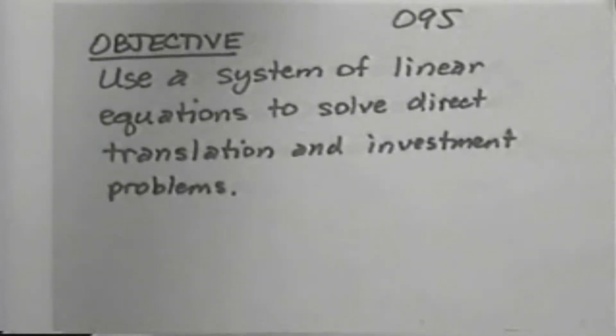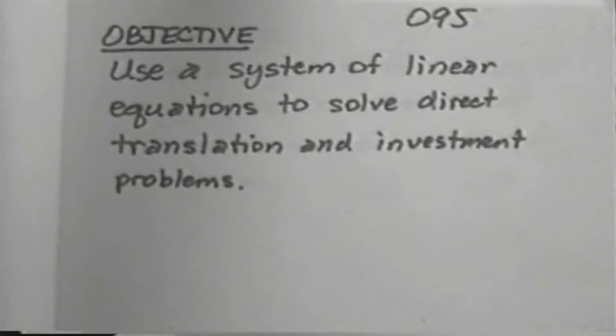The objective for this tape is to use a system of linear equations to solve direct translation problems and investment problems. In order to use the system of linear equations, we must translate from English sentences into mathematical sentences. When we create the system of linear equations, then we can use it as the mathematical model and solve the system to solve the word problem. Our first task then is to translate from English to math. Our second task is to work the system of equations that the mathematics gives us.